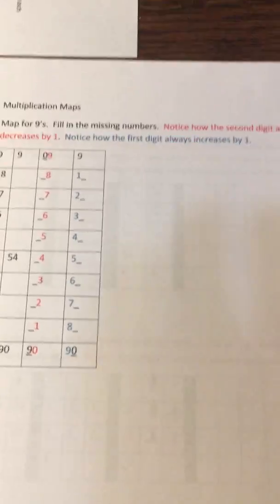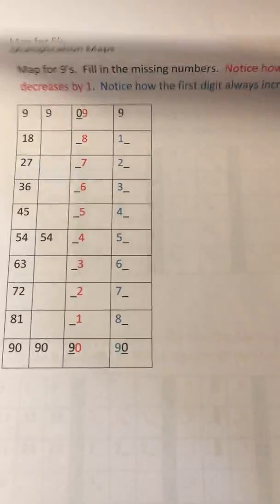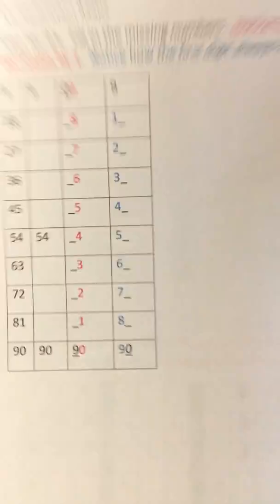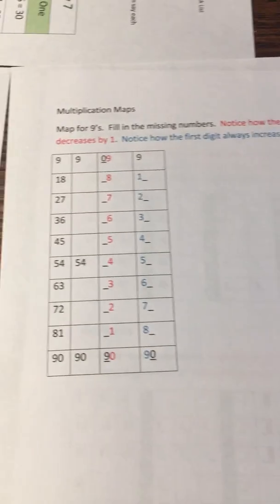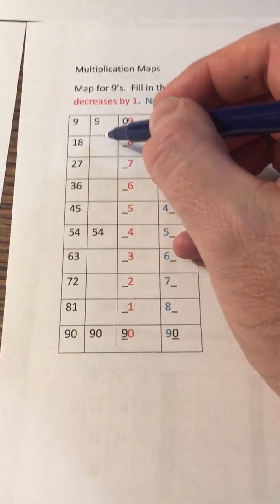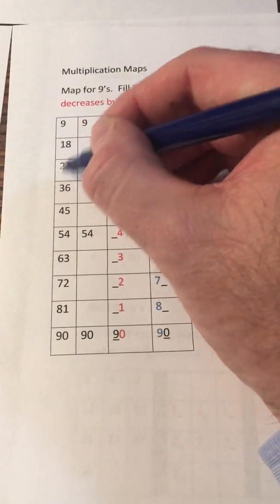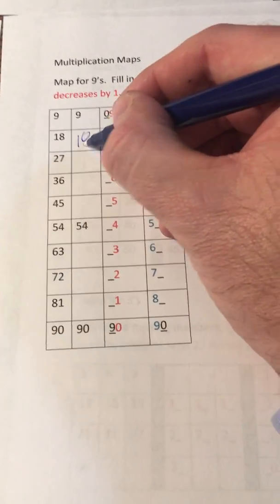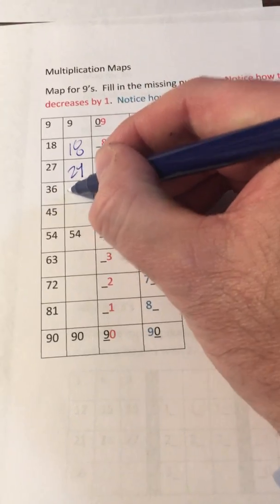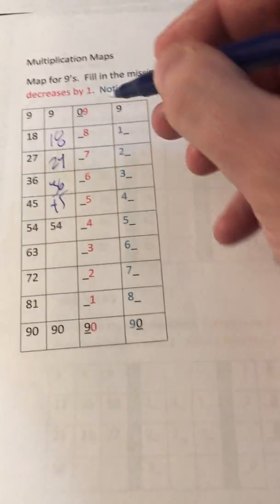Multiplication maps. There's multiplication maps for 9s, 5s, 7s, and 4s. I'll just do the 9s here. Basically, the student here writes the products. It's already done for them in this column: 9, 18, 27, 36, 45.